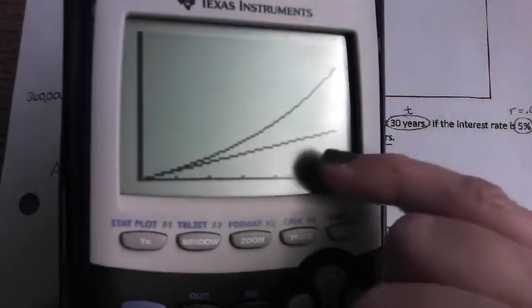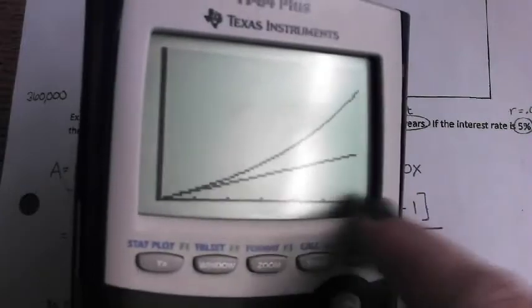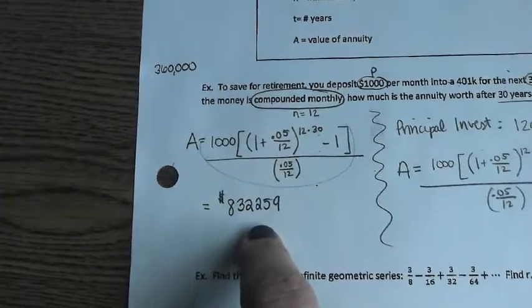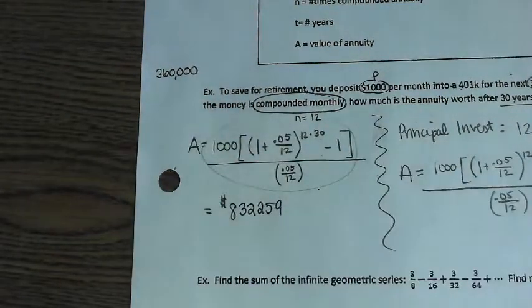So your initial 360,000 growing to 832,000 over 30 years sounds awesome. Like you just made 400-some thousand. But that dollar amount of 400,000 is not nearly as strong now as it was 30 years ago. Do you know what I mean?